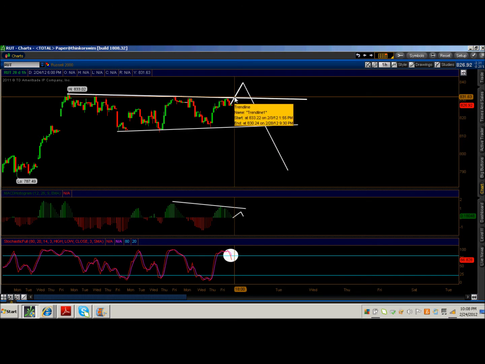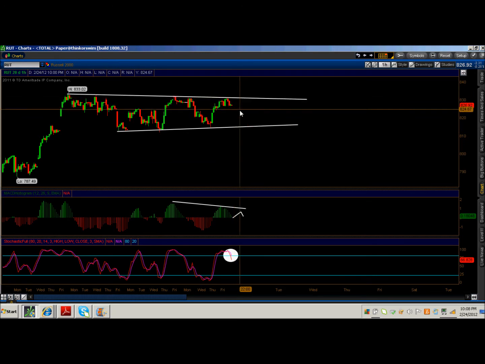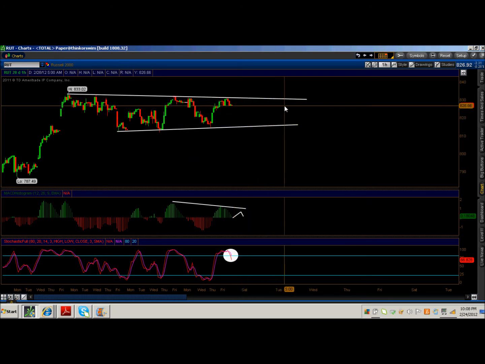But nevertheless, it'll be kind of a wait and see game where prices are narrowing in. Whether they break to the upside, that's okay. If they break to the downside, either way, this is all long overdue.